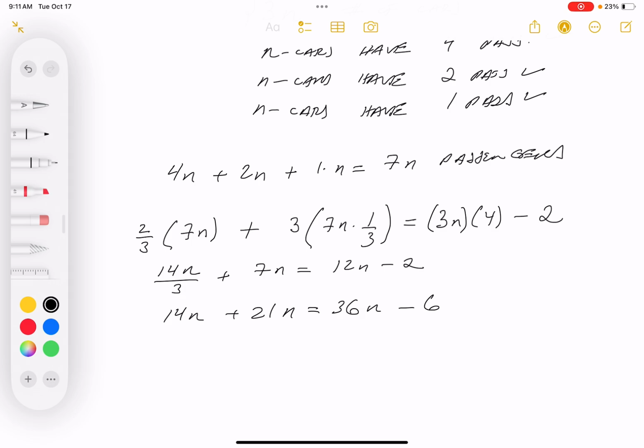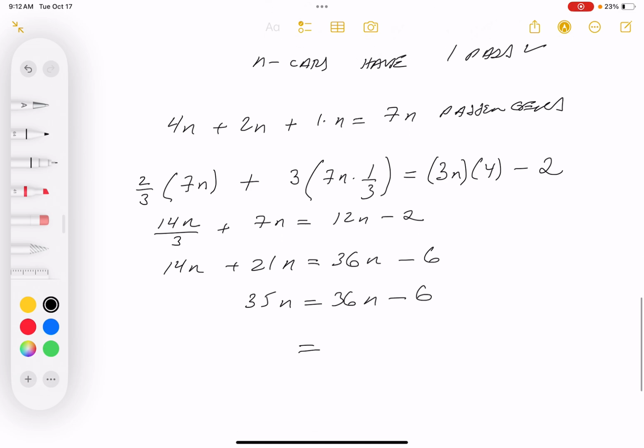Let me just check, make sure I'm doing okay. 14N over 3, that looks good. 7N, that looks good. 12N minus 2. Multiply by 3, get 14N. 3 times 7 is 21. 3 times 12 is 36. Minus 6 looks pretty good. So 14 and 21 is going to be 35N equals 36N minus 6. I'm going to subtract 36N from both sides. I get minus N equals minus 6, or N equals 6.